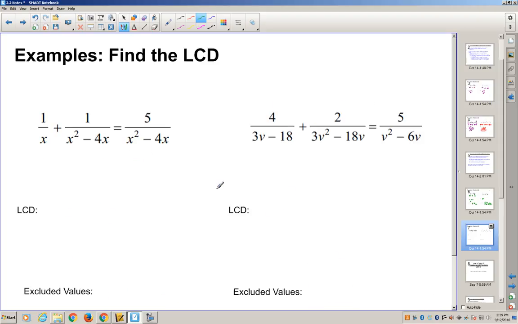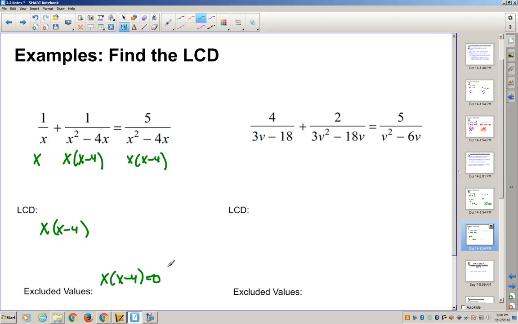Let's take a look at this one here. So our LCD was, let me take a look here. When we factored this out, we were left with x minus 4. Same thing over here. So this time it looks a little bit different. Remember how I told you to leave your LCD like this? Well, now that we want to find the excluded values, we just set this equal to 0.